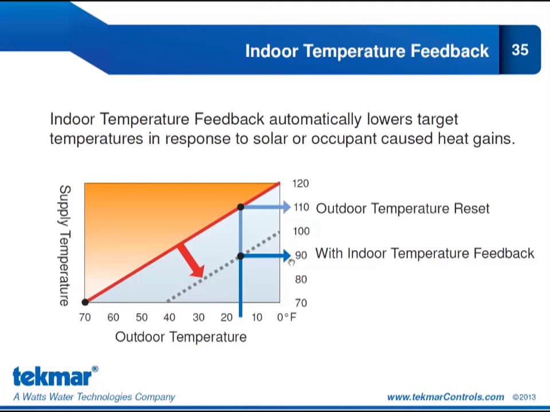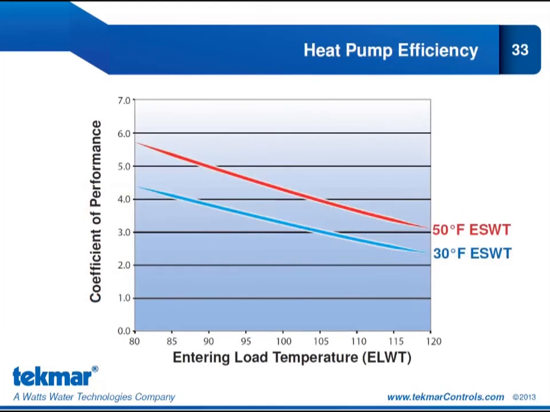Fahrenheit. And let's take a look at what that means for heat pump efficiency. So taking an entering source water temperature of 30 degrees, if we have an entering load water temperature of 90, you can see that my coefficient of performance would be maybe 3.8. And if that entering load water temperature is raised to 110 degrees Fahrenheit, you can see that my coefficient of performance is decreasing to about 2.8. So my coefficient of performance is decreasing by a factor of 1.